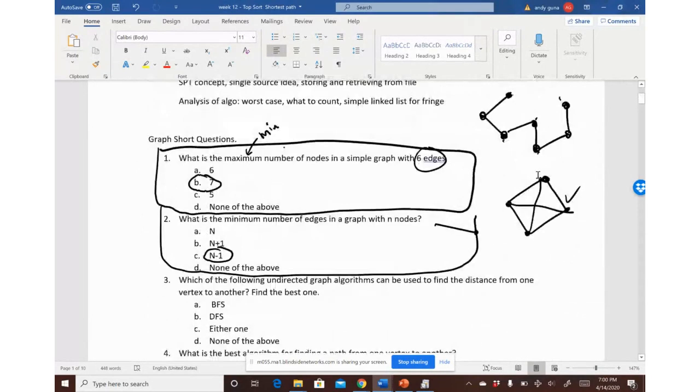Okay, so let's do one more here. Let me open up the poll again.